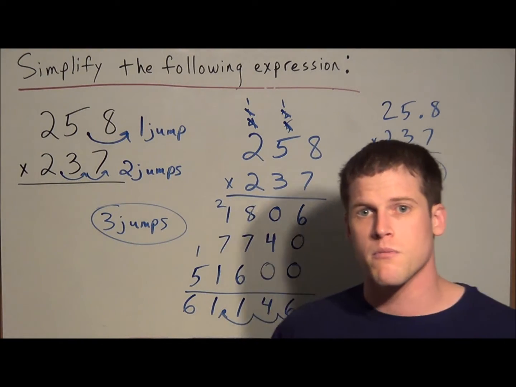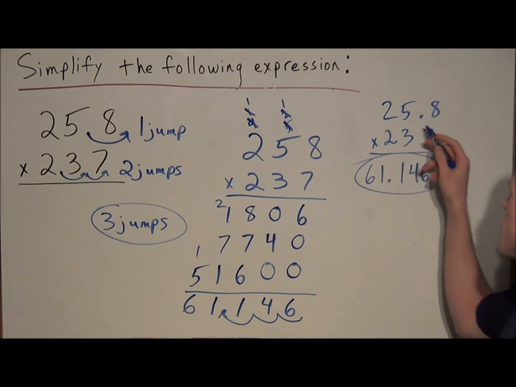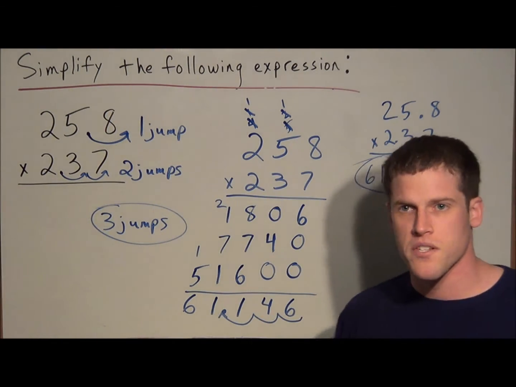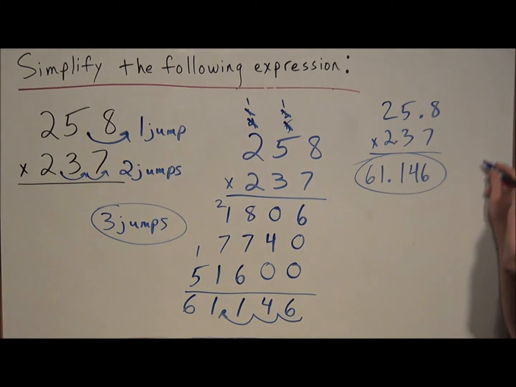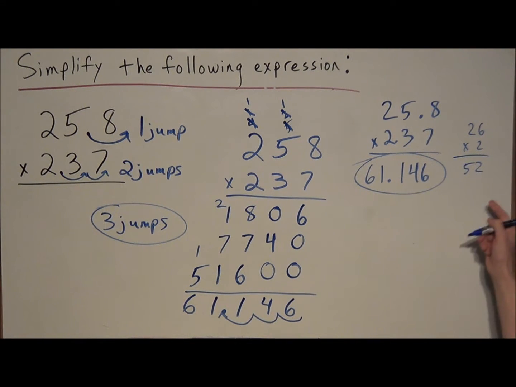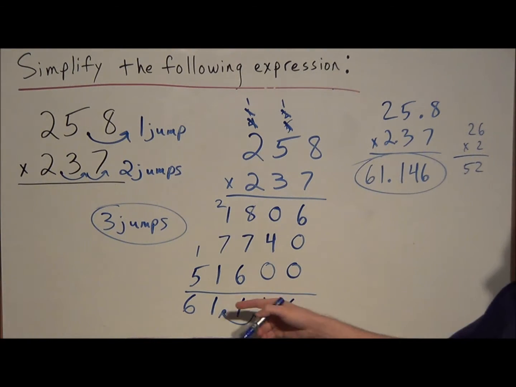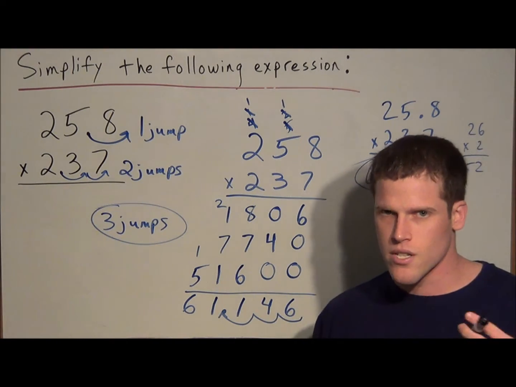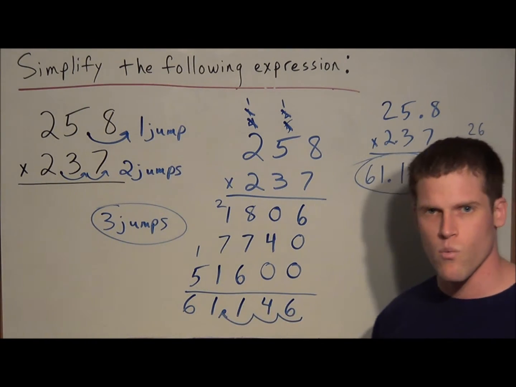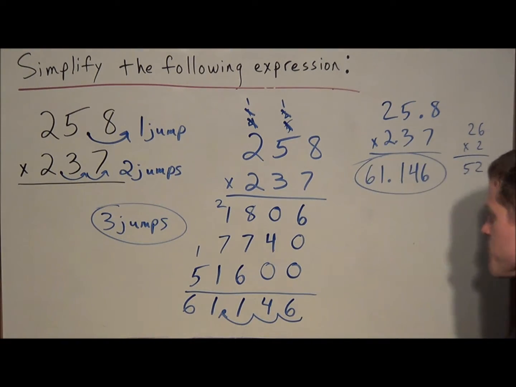Another thing too, because in math there's a lot of rules that you have to remember, but the thing is, you want to be able to be creative and remember how to do something if you forget the rules. Notice that 25.8 is close to 26, and 2.37, if we round to the nearest whole number, is close to 2. And if you multiply 26 times 2, you would get 52. So you know that when you move the decimal, your answer has to be closer to 52. So if you only moved it twice and you had 611.46, you know that's way off as opposed to 61.146. That's way closer to 52. So use your estimation skills as well.